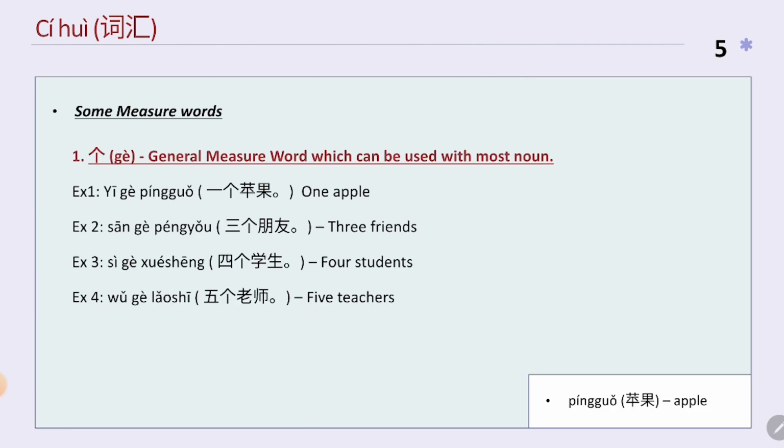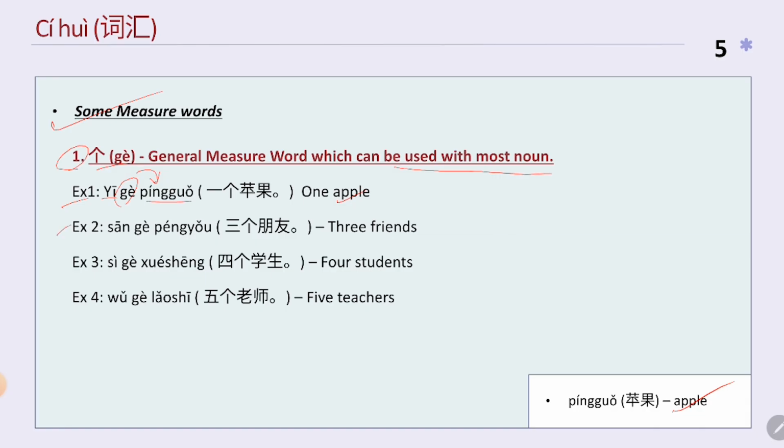Now we will learn some measure words. Number 1, 个. It is a common measure word which can be used with most nouns. Look at example number 1. 一个苹果。一 means one, 苹果 here means apple, and here 个 is a measure word used for this noun, 苹果.